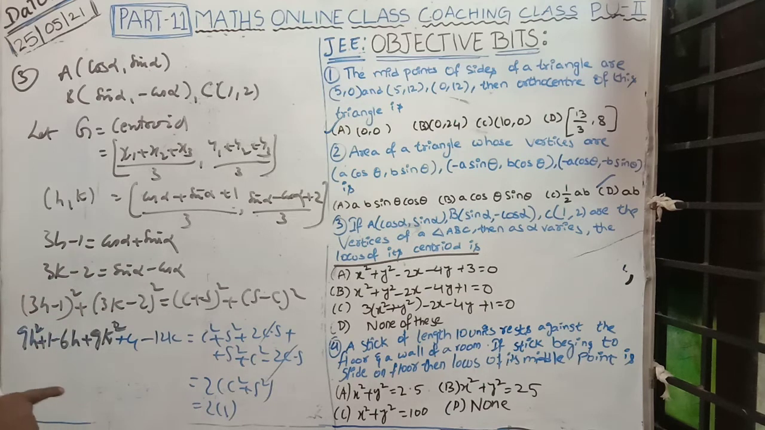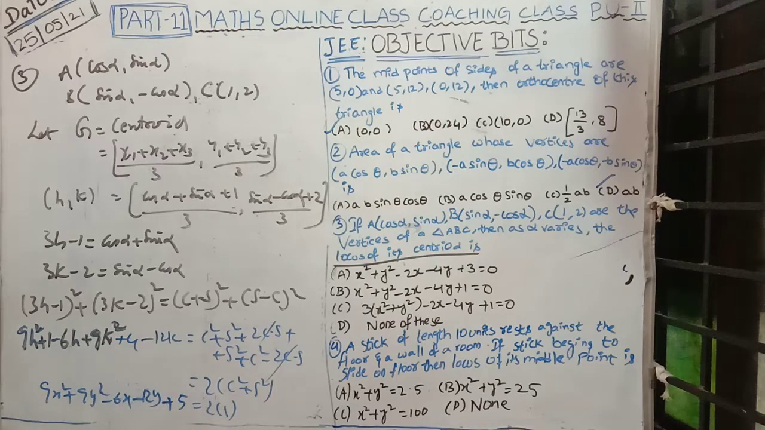It is over. Here h square means x square, 9h square plus k square means y square. Minus 6x, 6h is there, 6x. Minus 12k means 12y. Here 1 plus 4 is 5.